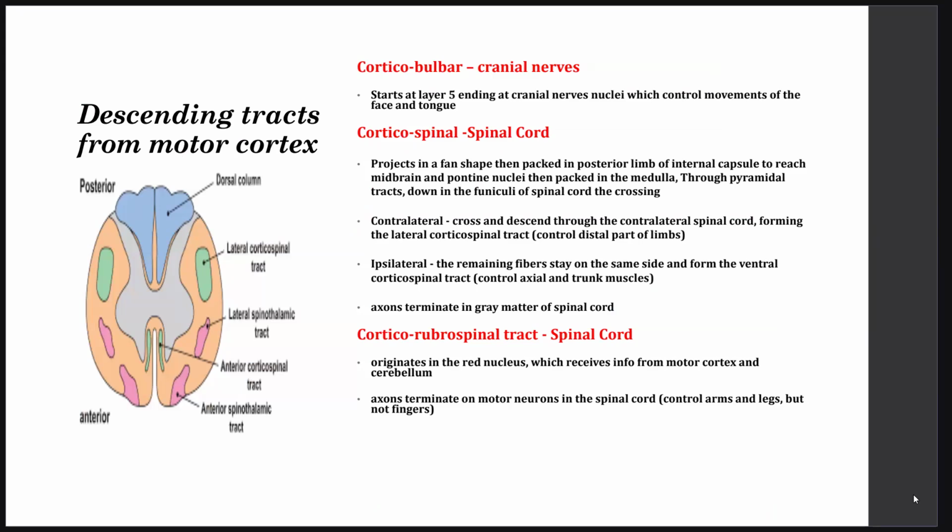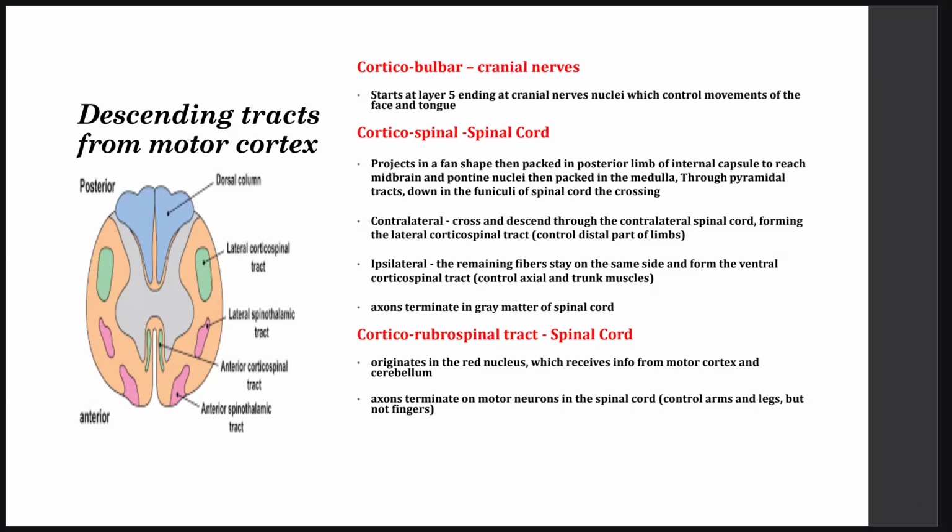The descending tracts come from the pyramidal cells. After they come down, they are packed in the deep areas of the brain, the internal capsule, then go through the brainstem, the pyramids of the medulla, and then some of them decussate and go into the spinal cord. This is what is called the corticospinal tract. The portion that goes to the cranial nerve nuclei is called the corticobulbar tract. And that which goes into the gray matter of the spinal cord is called the descending corticospinal tract.